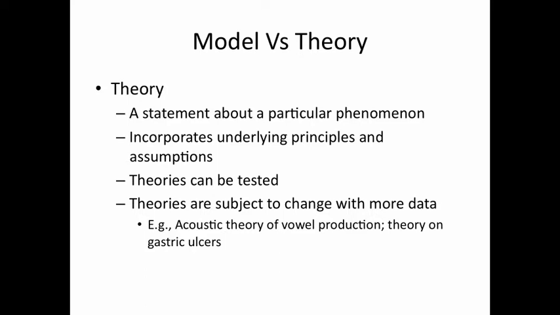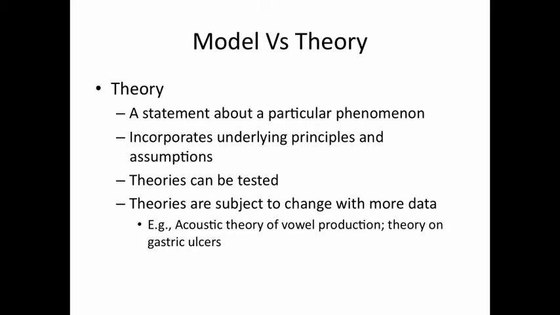So one of the theories was that vocal folds vibrate due to mass and stiffness present in somebody's body, which is the vocal folds. So that was the theory that suggested that the vocal folds vibrate due to the presence of mass and stiffness, right? Now, you can propose a theory and you can leave it at that, but a theory can be tested and this theory will be subject to change with more data.